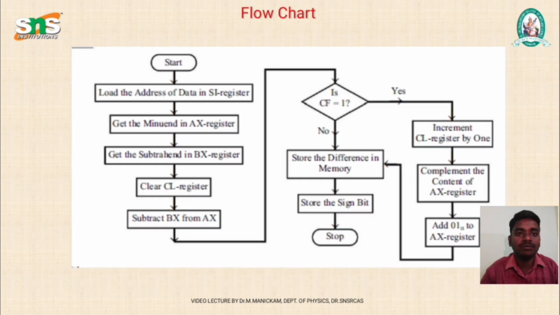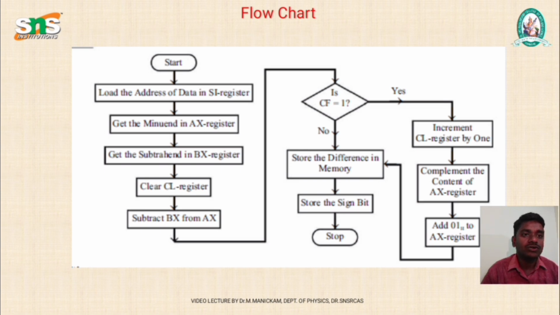Here is the flowchart for the particular program. We load the address and fetch the input through the AX and BX registers. We use rectangular boxes here. Then clear the CL register, then subtract BX from the AX register. Then comes the jump decision, for which a diamond shaped box is used in the flowchart: is the carry flag 1? If the condition is yes, it goes to increment the CL register by 1. Otherwise it will store the difference in memory, then store the sign bit, and stop, the end of the program.